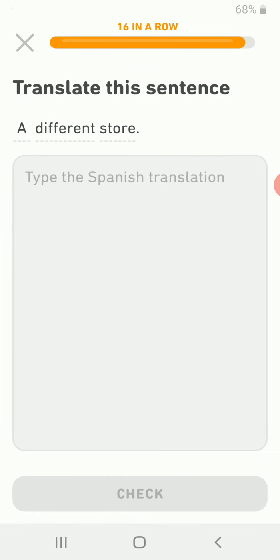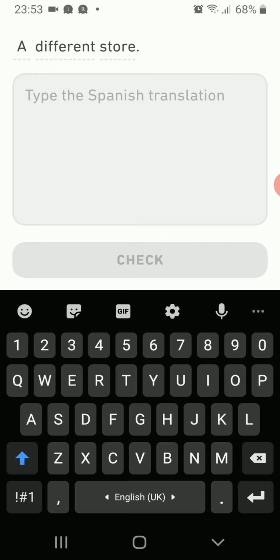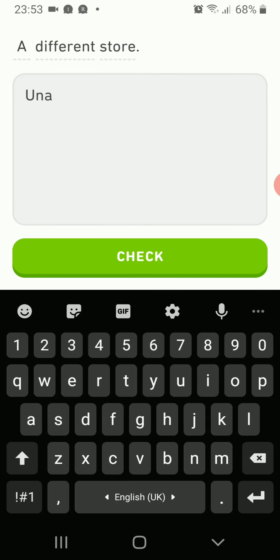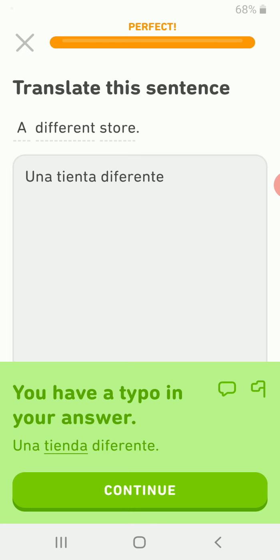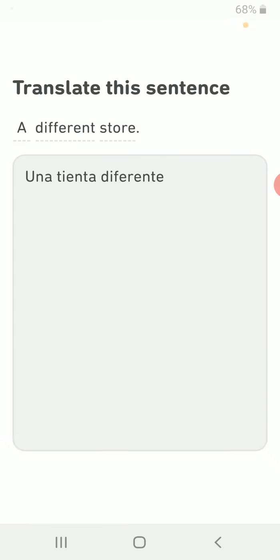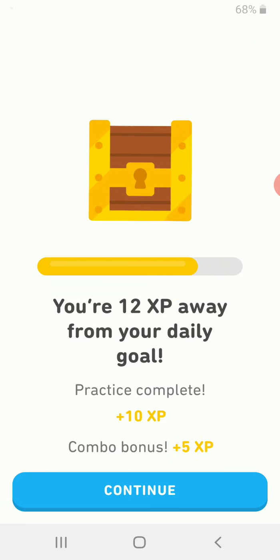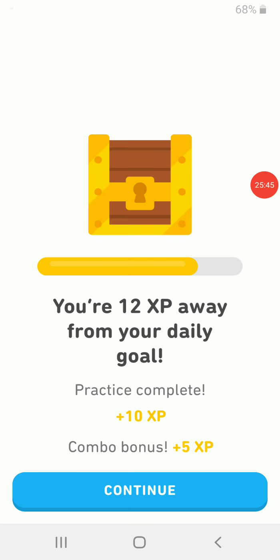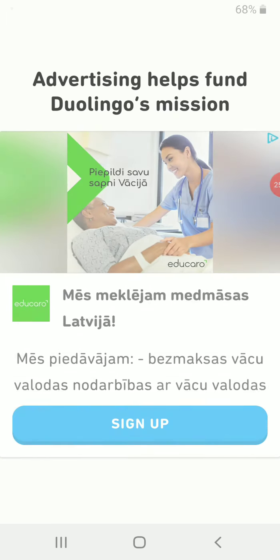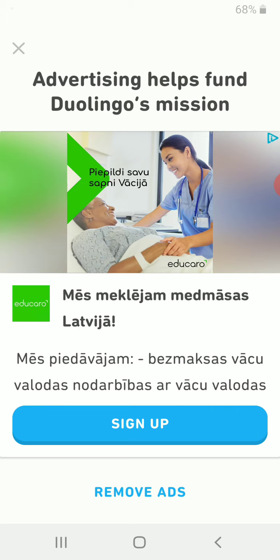Okay, that's good. And a different store is very easy. Una tienda diferente. I wrote tienda, that was a typo from me. And so let's see another one here.